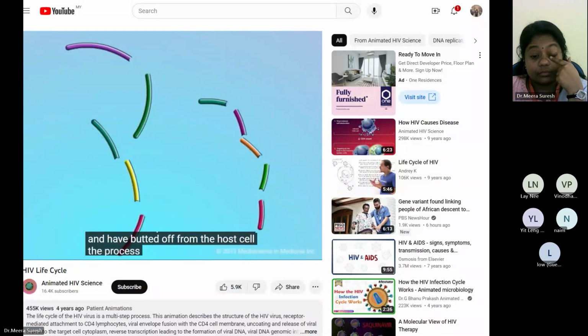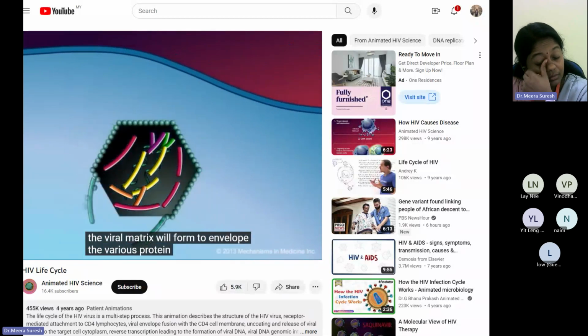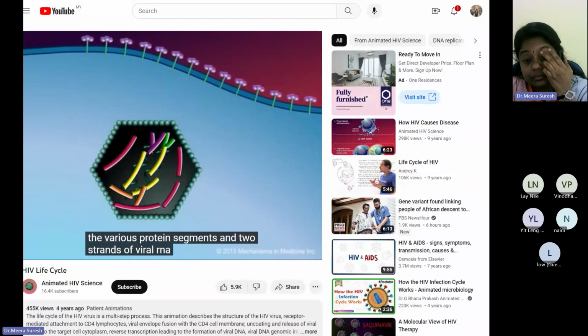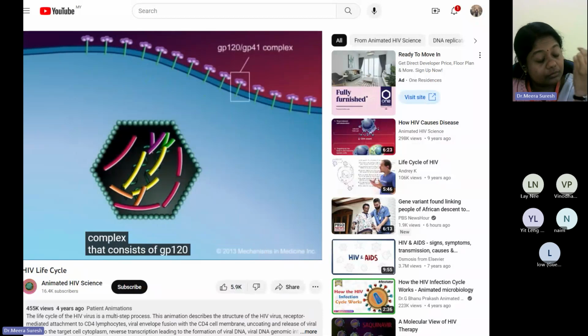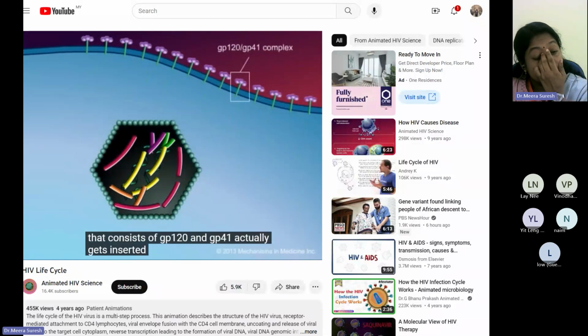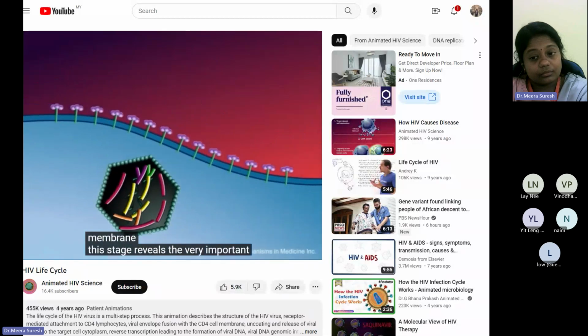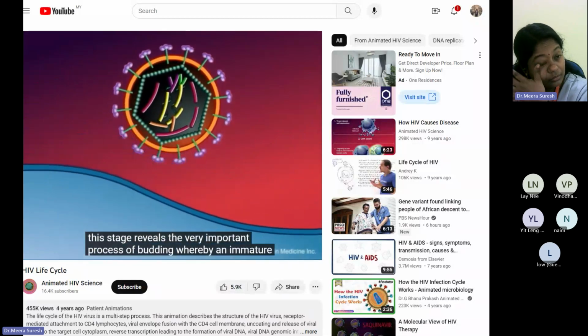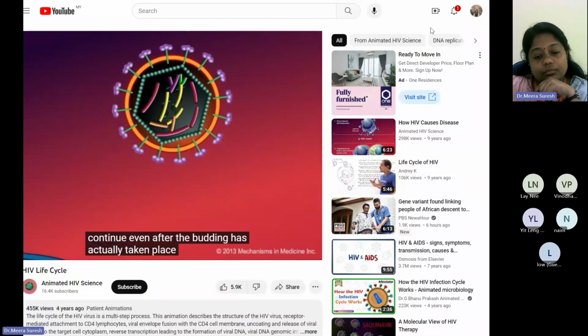The process of viral assembly shows how the viral matrix will form to envelope the various protein segments and two strands of viral RNA. This is the stage at which the viral envelope glycoprotein complex that consists of GP120 and GP41 actually gets inserted into the host cell membrane. This stage reveals the very important process of budding, whereby an immature virus particle will bud out from the host cell membrane. The process of viral protein cleavage by the protease enzyme is a part of viral maturation and will continue even after the budding has actually taken place.